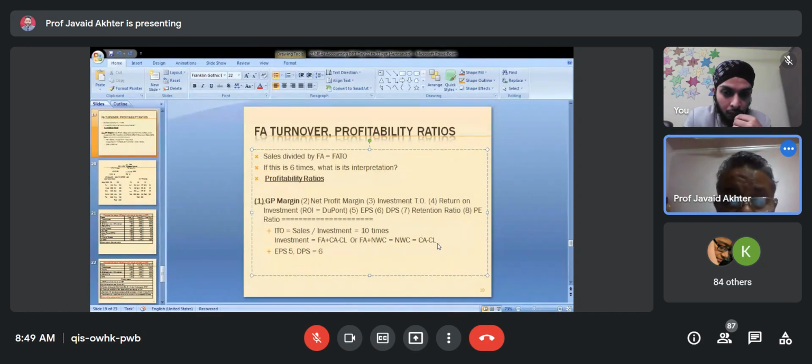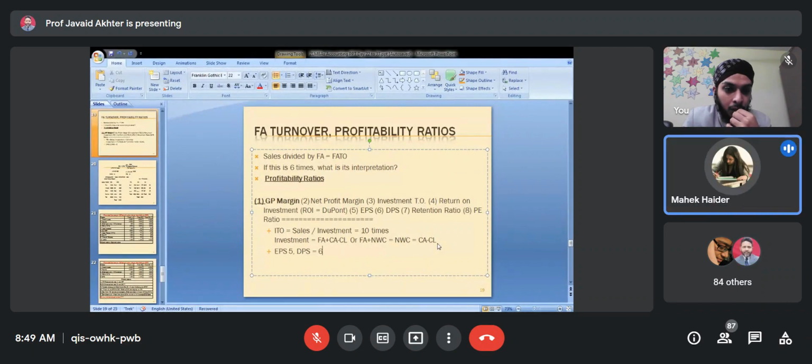If EPS is 5, DPS could be even 10. DPS could be 20. How do you react to this? So that means the company is giving out more than they are earning per share. So that means they are probably in a loss.